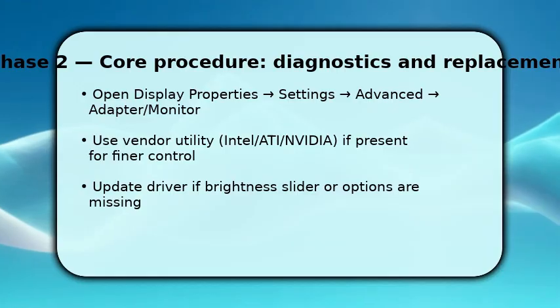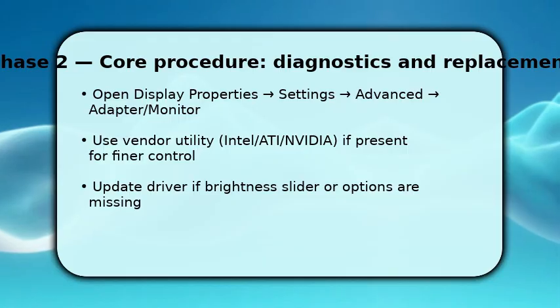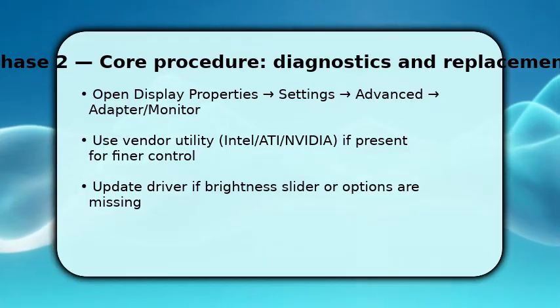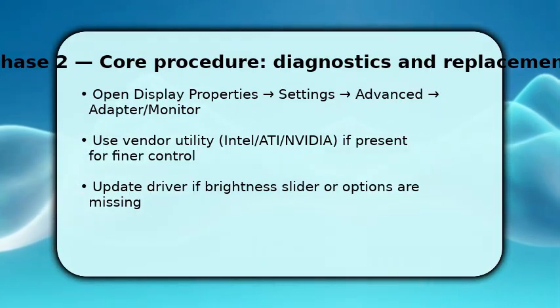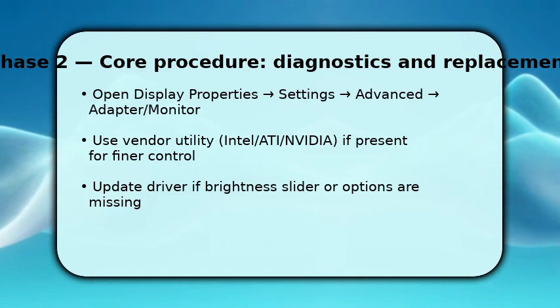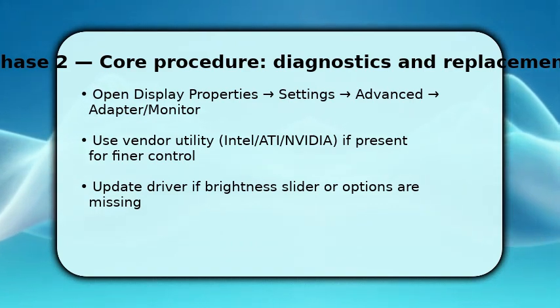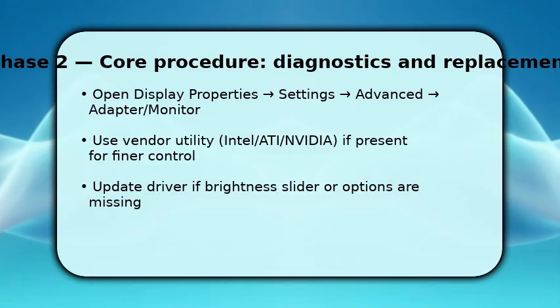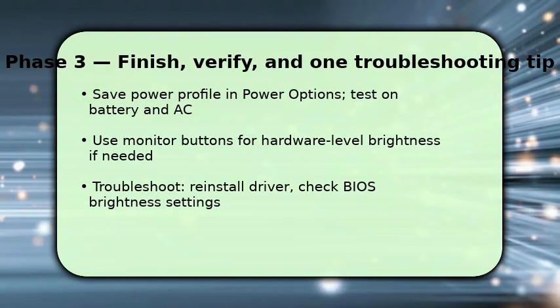Make sure to update the driver if you cannot find a brightness slider. Outdated drivers often remove controls. If updating, restart and reopen the same panels, since the driver reload will restore proper brightness options and make adjustments effective. Finish by saving your settings.